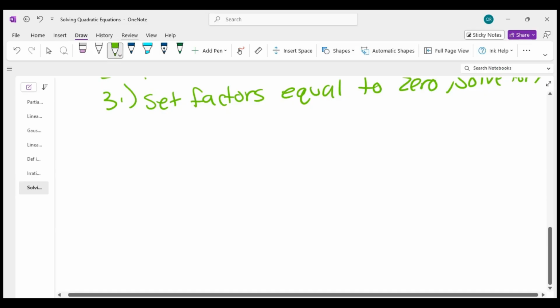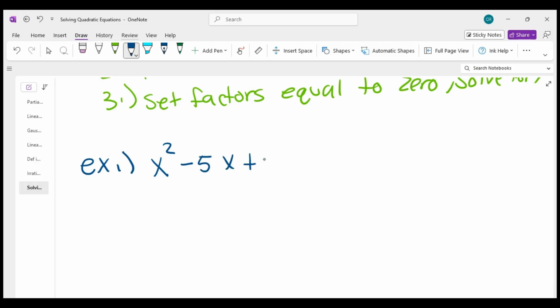So let's go through an example. Let's say that we have x squared minus 5x plus 6 equals 0. So this is our standard form, where this would be our a, this is our b, and that is our c. Now the coefficient a just equals 1 since there is no actual number here, but if this was, let's say, 2x, then a would equal 2.